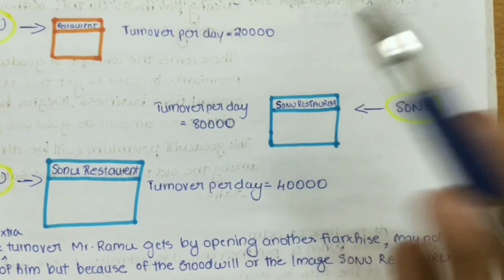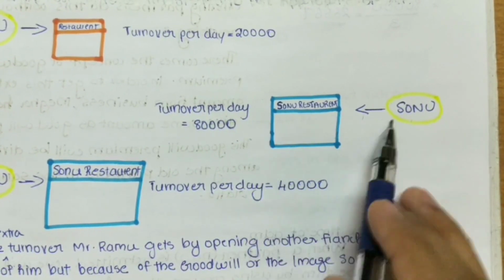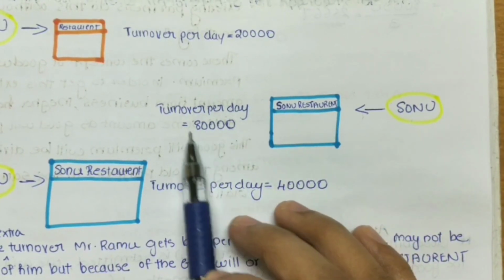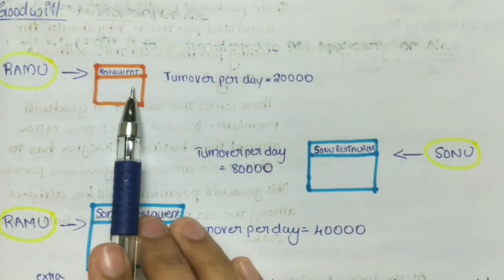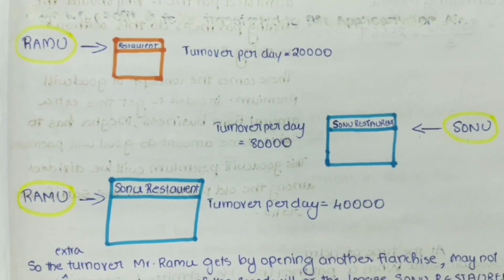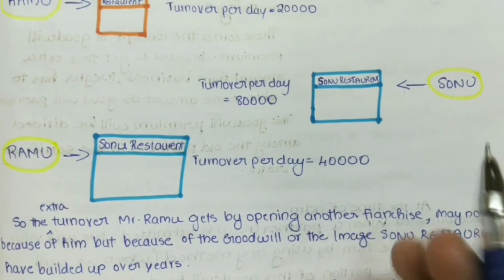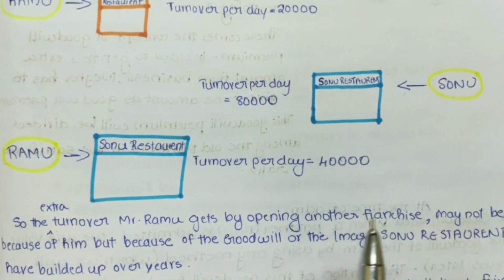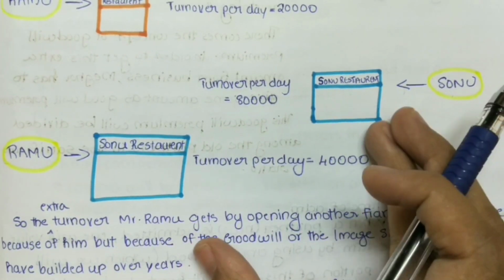Let's take another instance: if Ramu was to start another franchise of Sonu restaurant, he might get a per day turnover of rupees 40,000. But if he starts on his own, he will only get a turnover per day of rupees 20,000. So you can see the difference, right? What is the logic behind this? If Ramu started his own business, he gets only rupees 20,000 per day, but when he starts a franchise of Sonu restaurant, turnover per day becomes 40,000. So Ramu started to get an extra 20,000 from Sonu restaurant's franchise, right? So Ramu is getting an extra 20,000 benefit.